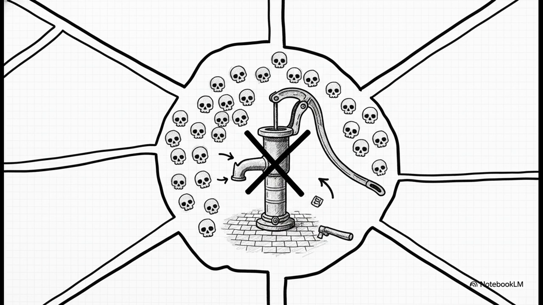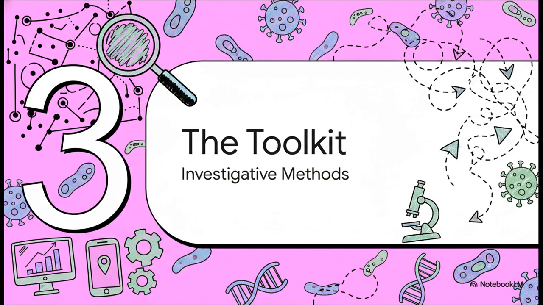In a brilliant aha moment, he proved cholera was waterborne simply by convincing officials to take the handle off the contaminated Broad Street pump. And literally, just like that, the local outbreak ended. A real game changer. Which brings us to Section 3, the epidemiologist's toolkit.